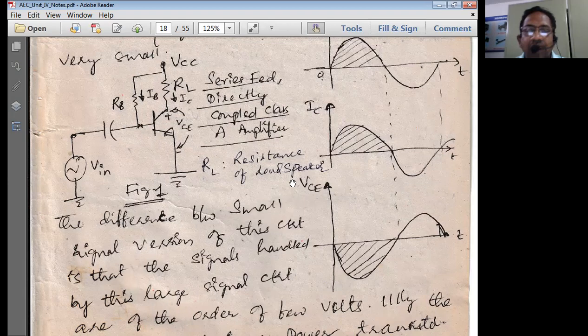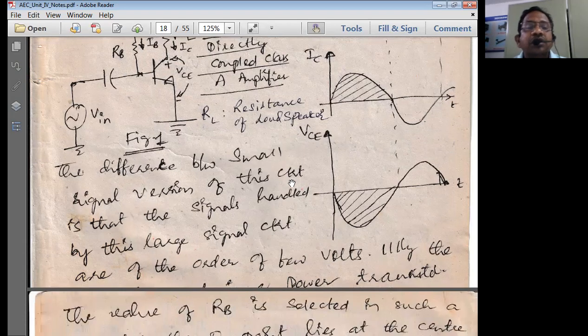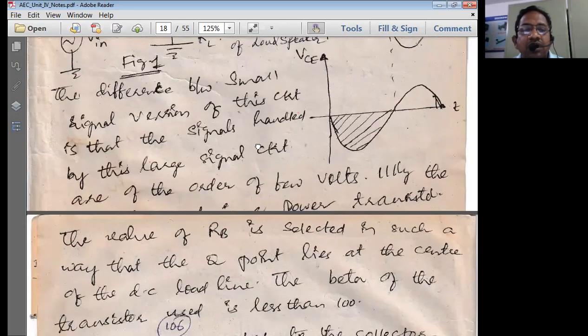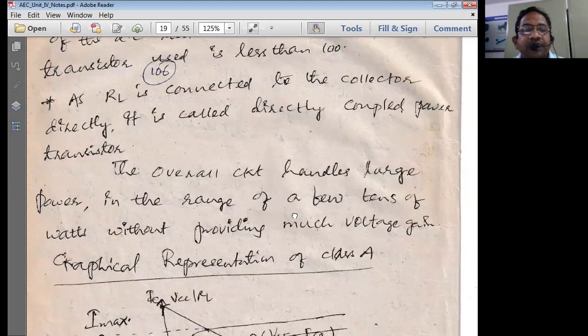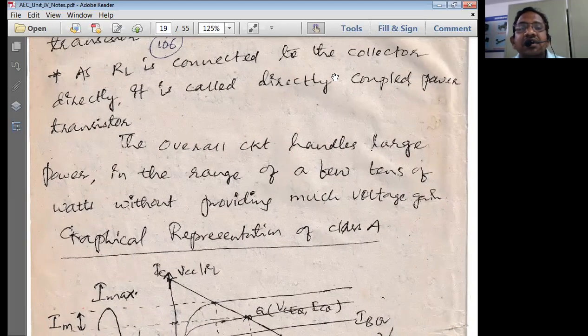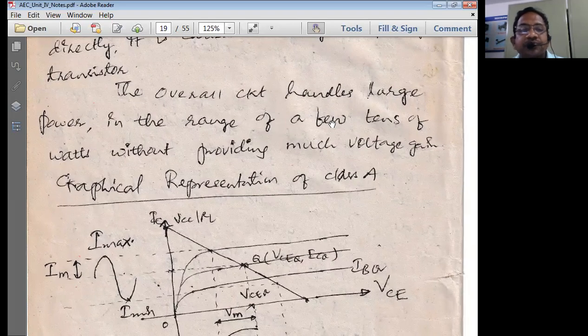Okay, base drive current. Because of this IBQ, that is called the IB biasing current, we say that transistor Q is in the on condition. If transistor Q is in the off condition, we say the IB current is equal to 0. That is what we have, right? Now, since RL is connected to the collector directly, we call it a directly coupled power amplifier circuit.